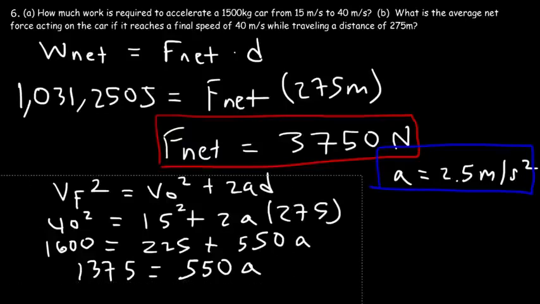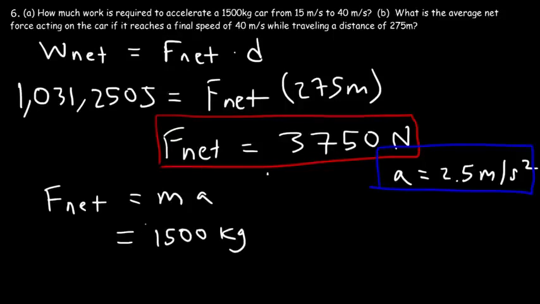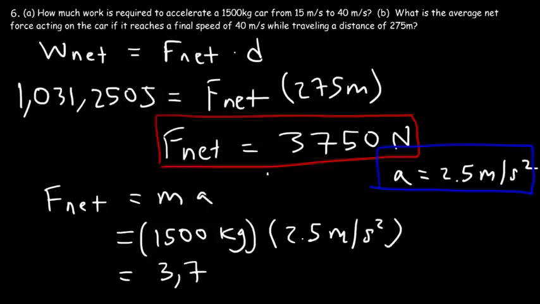So now we can calculate the net force using Newton's second law. Net force is equal to ma. So the mass of the vehicle is 1,500 kilograms multiplied by an acceleration of 2.5 meters per second squared. So 1,500 times 2.5, as we expect, is 3,750 newtons. So the answer is confirmed.